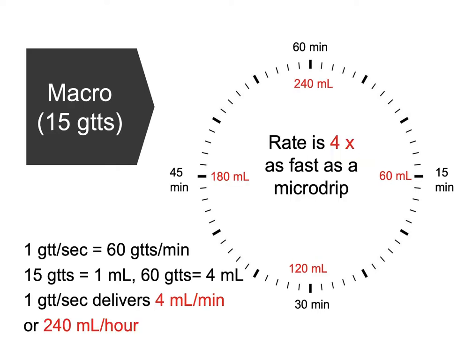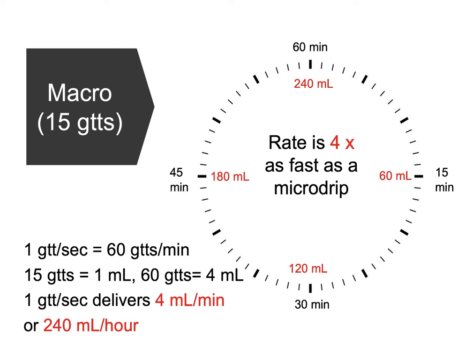A macro drop, 15 drops per milliliter, is going exactly 4 times that rate. So if we ran that same drip set at the same rate, we're giving 4 times as much fluid. So as was reflected on the clock here, if we run it for only 15 minutes at 1 drop per second, we're going to deliver 60 mils. If we run it for 30 minutes, 120, and so on. So you can see that the drip set you choose is going to determine the amount of fluid that's administered.